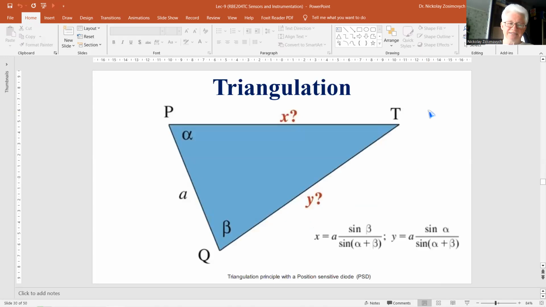A triangle is completely determined by some parameters, sizes or angles, a property that is used to find an unknown distance. Assume x in this figure is an unknown distance. When one side A and the angles alpha and beta are known, the other sides x and y follow from the two formulas you can see at the bottom here. And this principle is used to measure displacement or distances in a variety of situations.